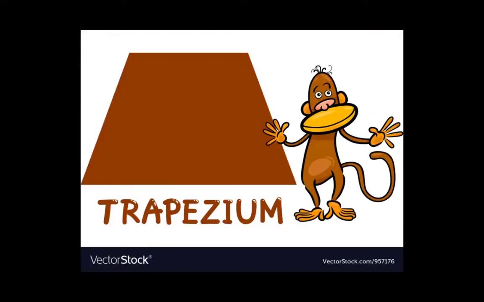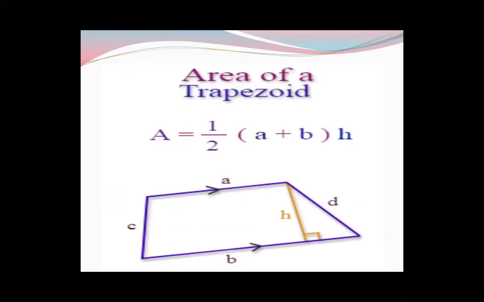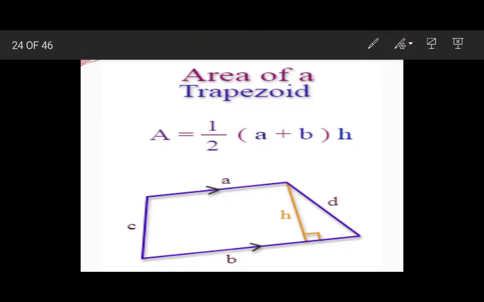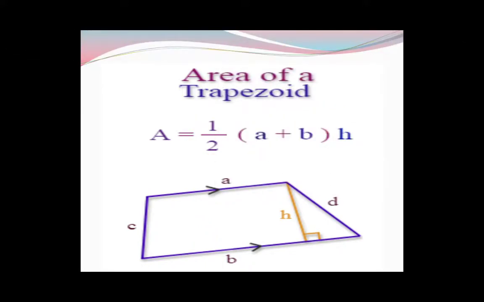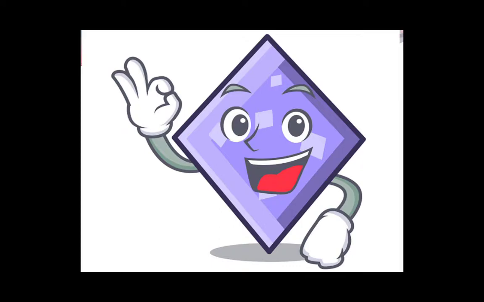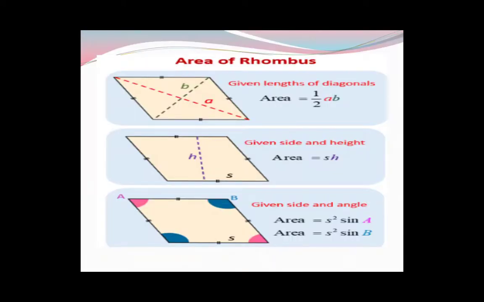So now let us see the mensuration of a trapezium. Area of a trapezium is half into A plus B, where A and B are the lengths of the parallel sides, okay, into H. Now let us see the mensuration for rhombus.